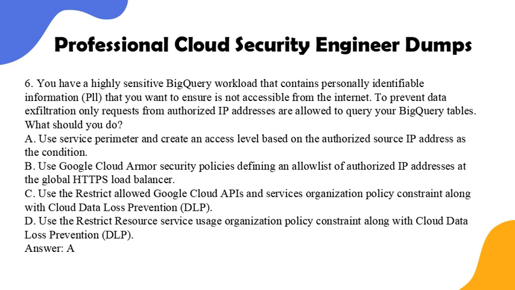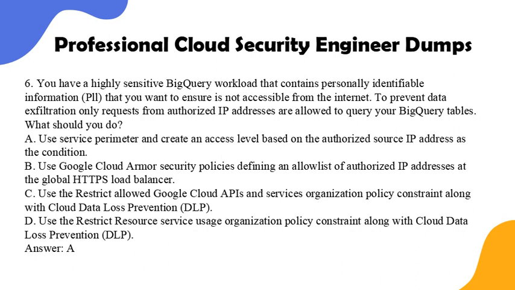ensure is not accessible from the Internet. To prevent data exfiltration, only requests from authorized IP addresses are allowed to query your BigQuery tables. What should you do? A. Use service perimeter and create an access level based on the authorized source IP address as the condition.